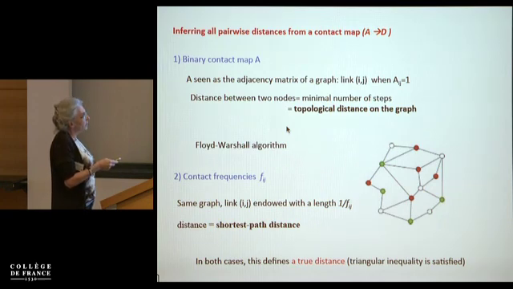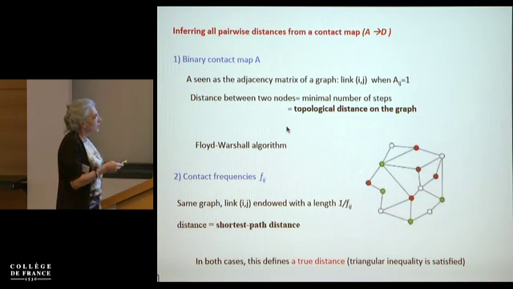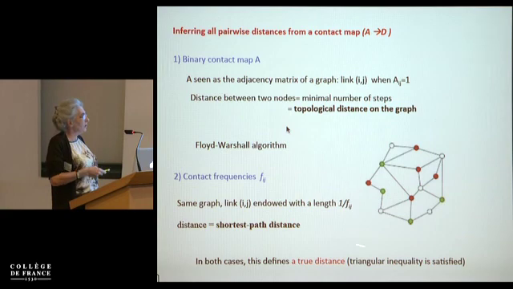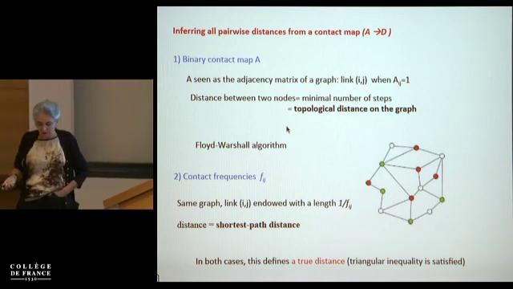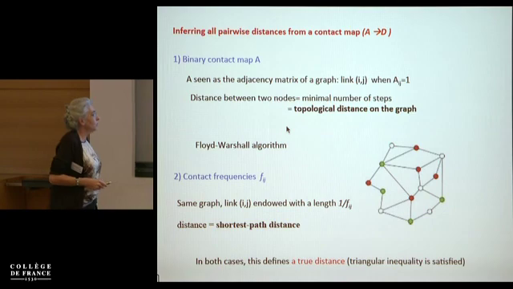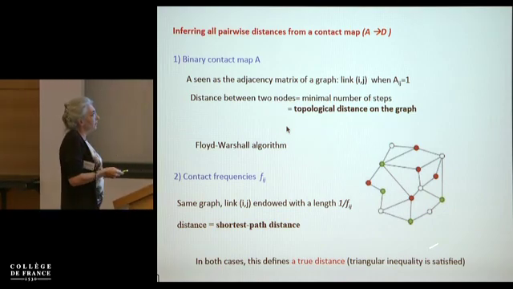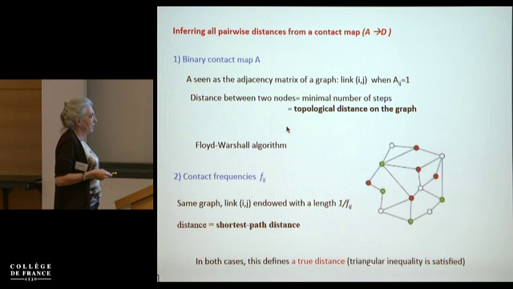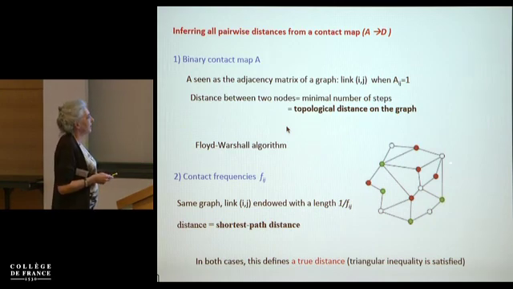And the idea is to consider, for instance, for the distance between these white and red sites, the number of steps connecting them. So here, the distance between the white and red nodes will be 2. The distance between white and this red one will be also 2. Between the green will be 3, and so on. So just by taking the topological distance on the graph directly associated to the contact matrix, you can reconstruct a real distance, because triangular inequality is satisfied.